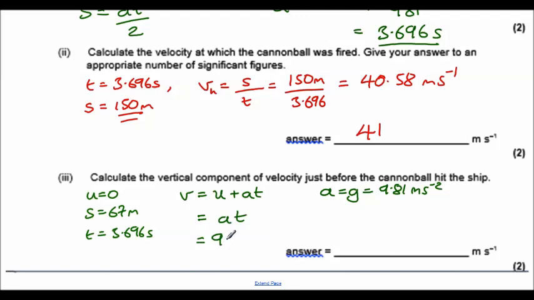So fairly straightforward calculation. We should just have 9.81 meters per second squared multiplied by that time of 3.696. That comes to 36.26. Right, and we're going to round to 2 sig figs again, and we'll call it 36 meters per second. And you might just want to point out that that is, of course, downwards, just to be sure that you know what's going on.